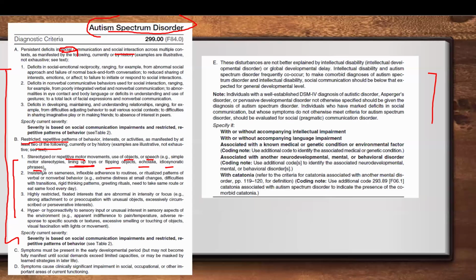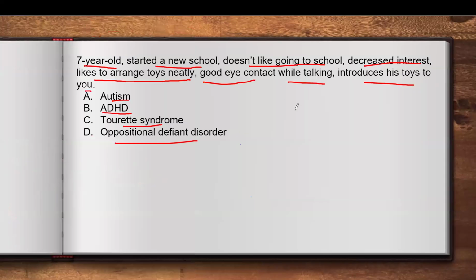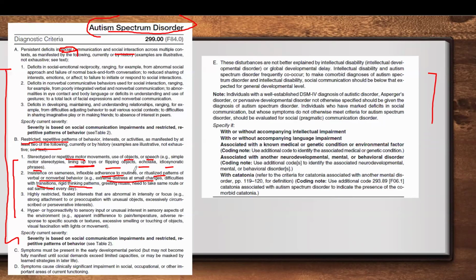Okay, other things are adherence to routines, ritualized patterns of verbal or non-verbal behavior, that is extreme distress at small changes, difficulties with transitions, rigid thinking patterns. So in our statement, although it is not mentioned directly, there is a thing that he started a new school. So there is a change in his routine, right? The routine that he was fixed to, there is a slight change in it. He has been going to a new school now. So two of these criteria are already being fulfilled.